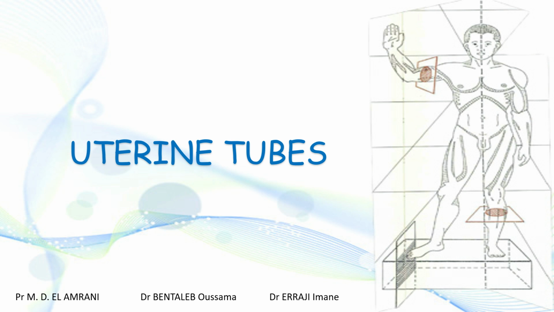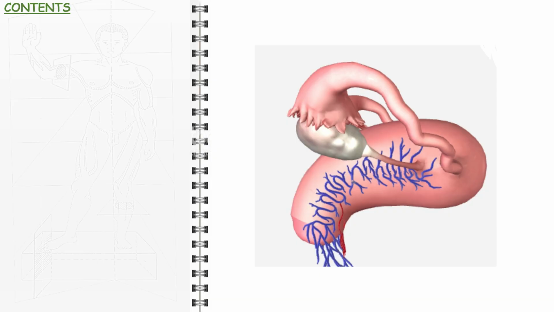In this video we will delve into the anatomy of uterine tubes, also known as the fallopian tubes, an essential paired organ in the human female reproductive system. We will start with an introduction to the uterine tubes, providing their major role in reproduction.